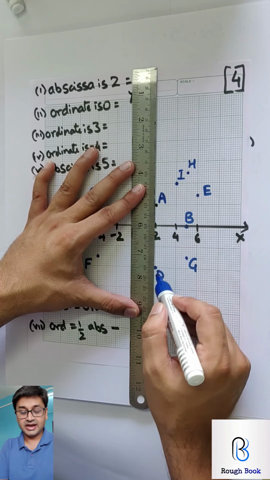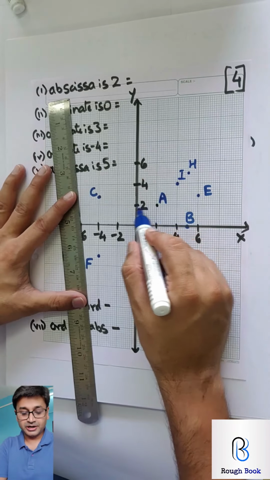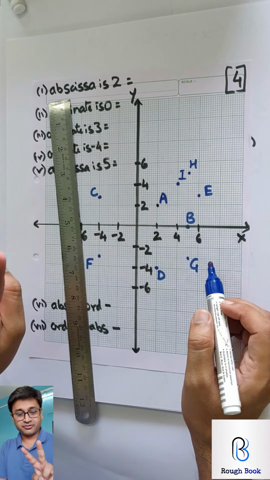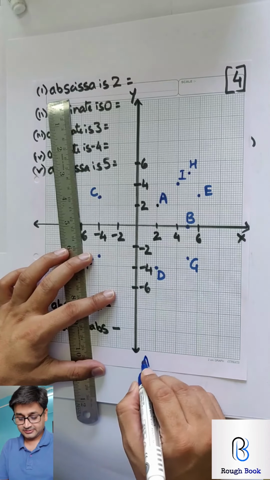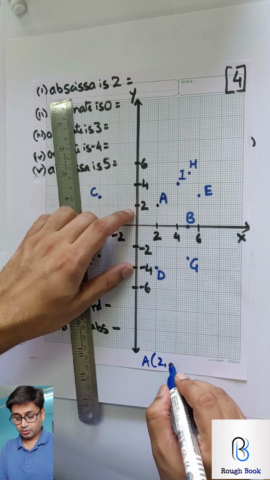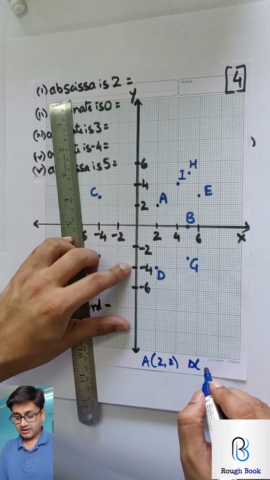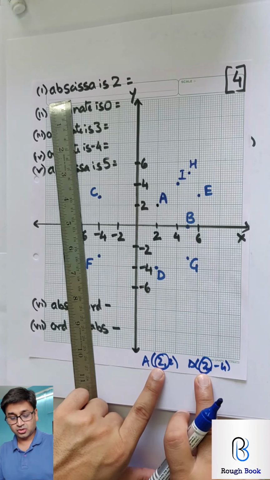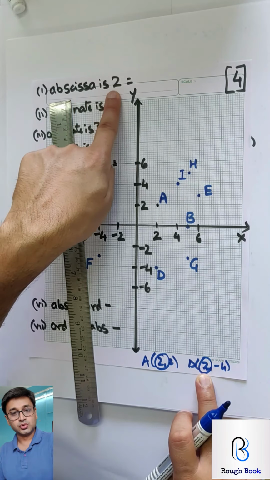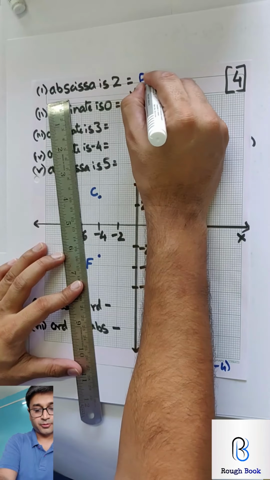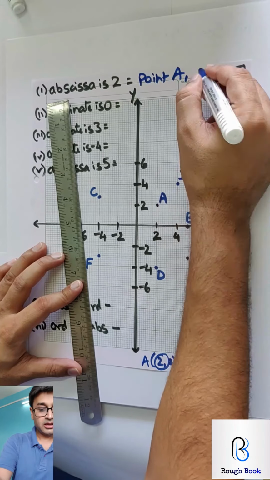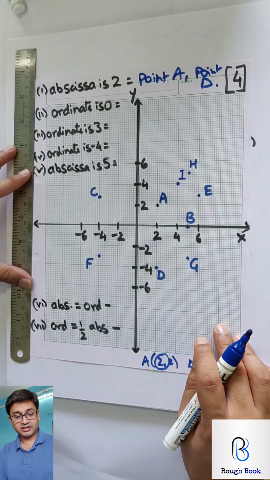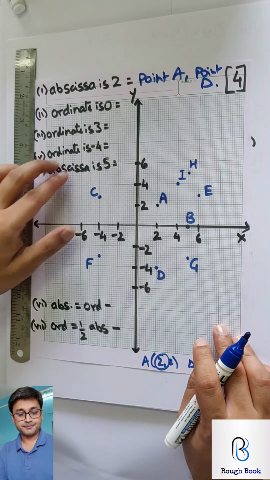So what is your answer? A and D, because A is (2, 2) and D is (2, minus 4). So for both of them, the abscissa is 2. In both their cases, the first one, that is the x coordinate, that is abscissa, is 2. Therefore we write over here point A and point D. Is that clear, everybody? Come on, hit the rest of the questions and come back once you are done.